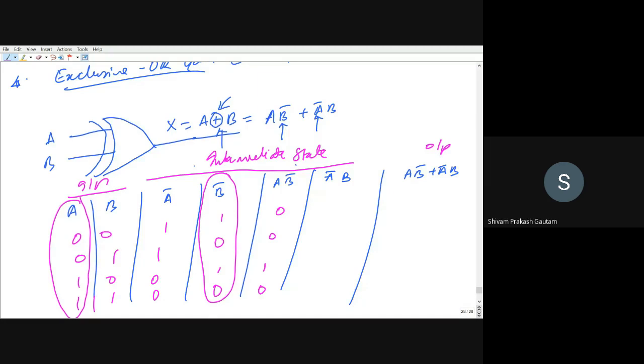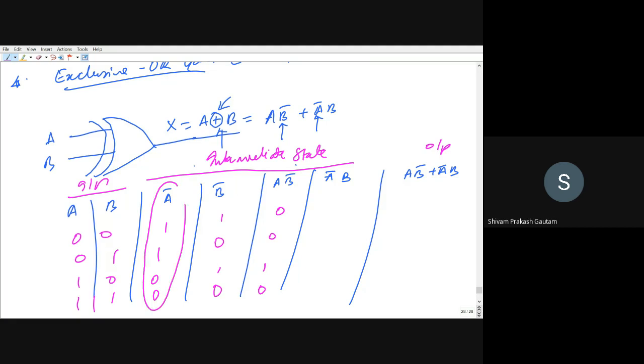Now we will AND A bar B. So A bar is this, and B is this. So now we will AND this. So 0 1 will be 0. 1 1 will be 1. 0 0 will be 0. 1 0 will be 0. Right? Now we have to OR.